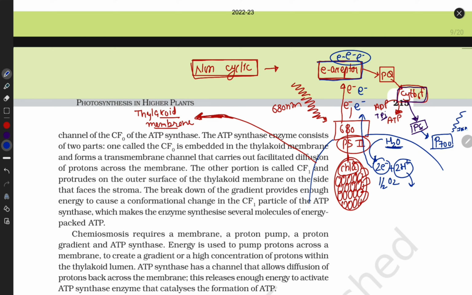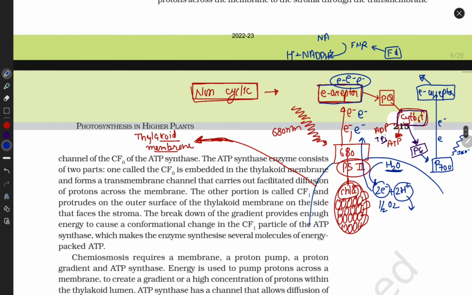The wavelength is 700 nm, and P700 is activated, and the electron is transported to the electron acceptor. What do they do now? They pass their electrons towards ferredoxin, and ferredoxin passes them towards NADP reductase, which produces the energy molecule NADPH. Clear, guys? Now it is purely clear.